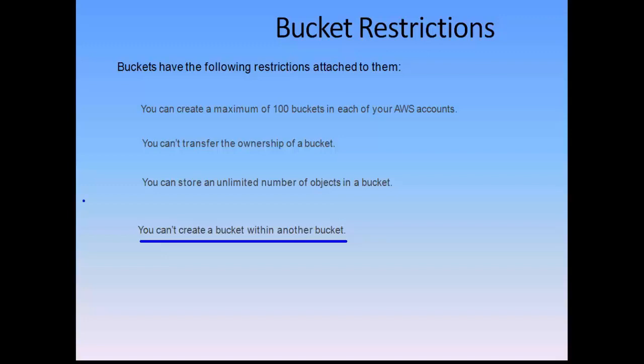So in this slide, the main points to keep in mind: in a single account, a maximum of 100 buckets, ownership cannot be transferred, you can store an unlimited number of objects in a bucket, and nesting is not possible. You cannot create a bucket within another bucket. So very simple, just keep some technical points in mind.